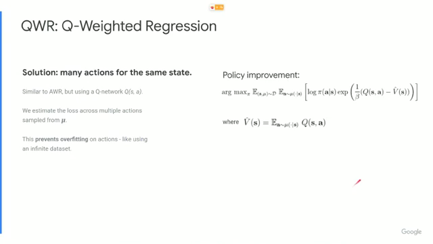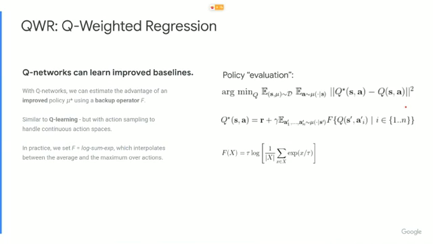QWR overcomes this problem by considering multiple different actions for every state. During actor training, we sample multiple actions from the behavior policy and use it to compute the loss. This prevents overfitting on actions in the replay buffer. To be able to evaluate different actions from the same state, we use a Q network to compute the advantages of actions instead of the Monte Carlo returns. We train the critic using a backup operator similar to the Bellman backup, but with action sampling, so we can handle continuous action spaces. This corresponds to evaluating an improved policy, selecting better actions than the behavior policy, to provide a better baseline for advantage calculation.